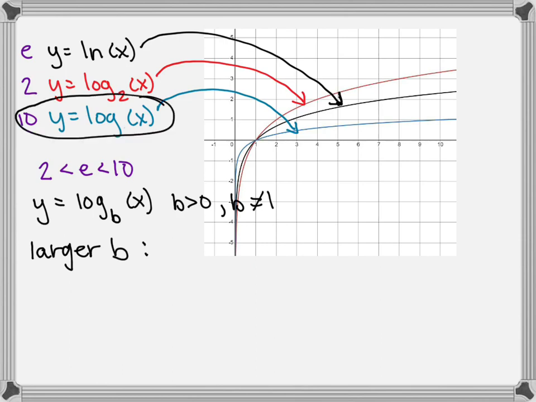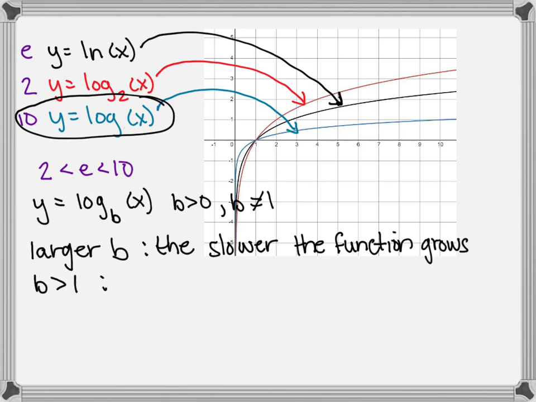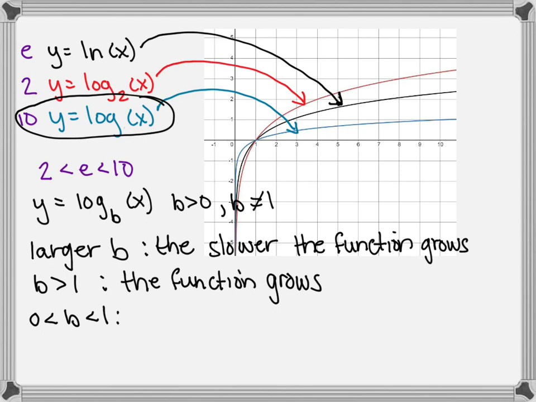And the larger the b, so when we look at log base 10, which is the largest one we've graphed here, the slower the function seems to grow. All of the bases that we're looking at here are greater than 1, and the function grows from left to right. If the base was between 0 and 1, the function would decrease from left to right.